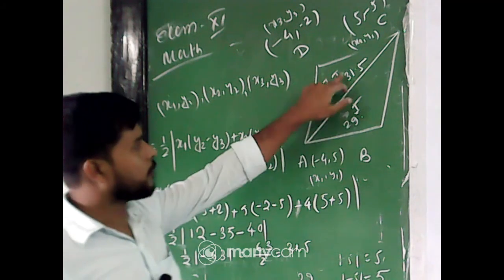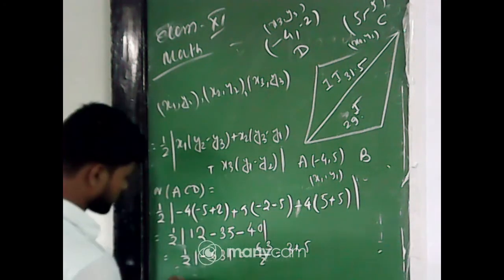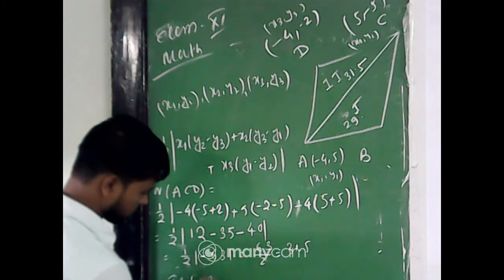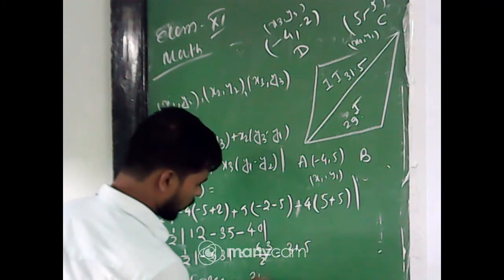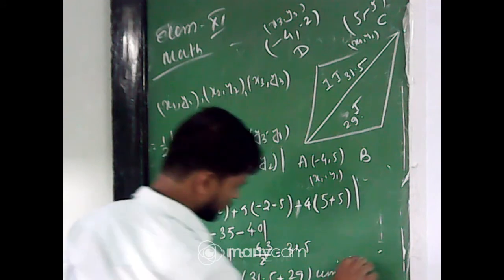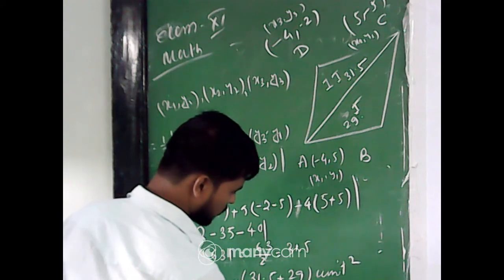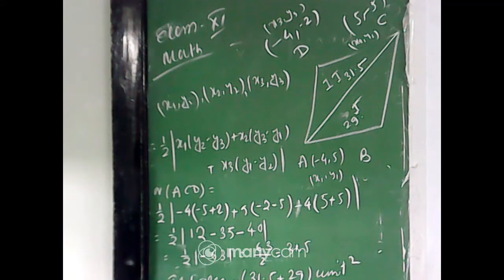Now what is the total area of this quadrilateral? So this is 29 plus 31.5. So the total area is equal to 31.5 plus 29 square units, that is equal to 60.5 square units, and this is the answer. Now tell me, have you any problem? Have you understood? This is very easy. You have solved this type of problem in class 10 also.